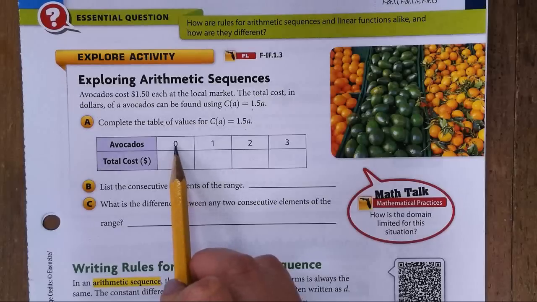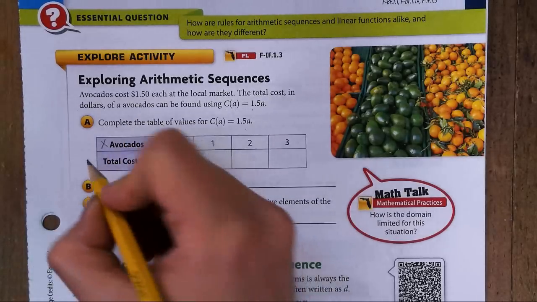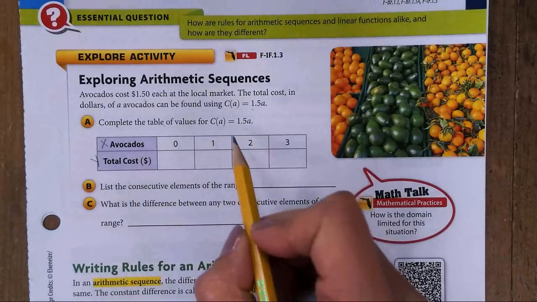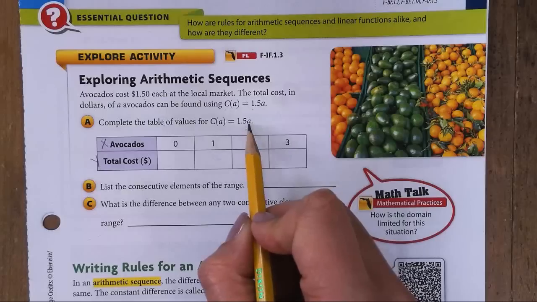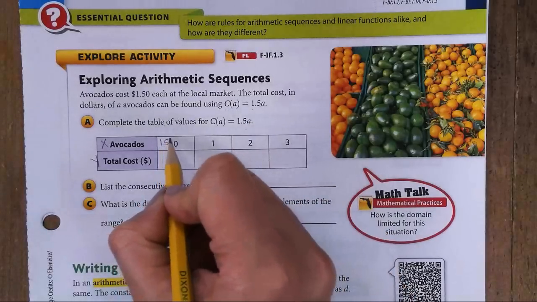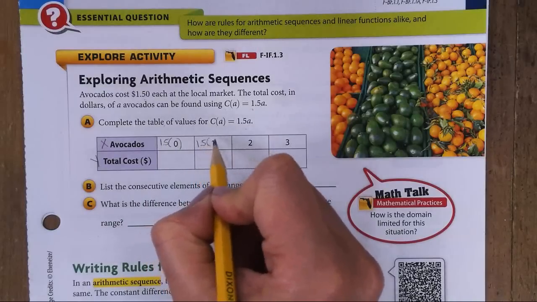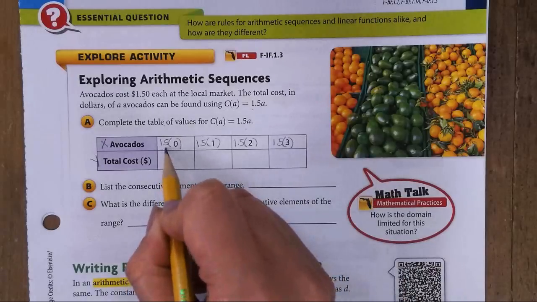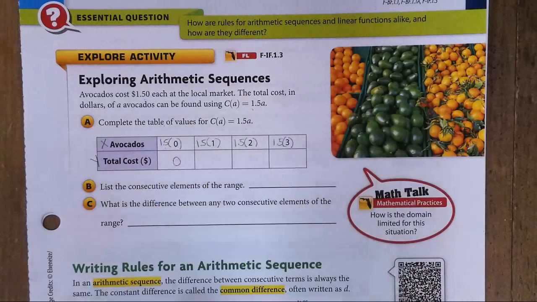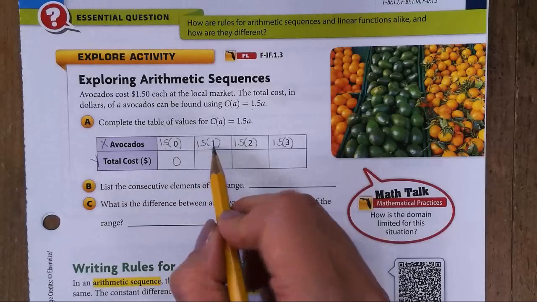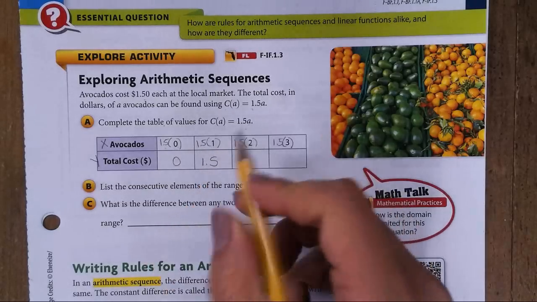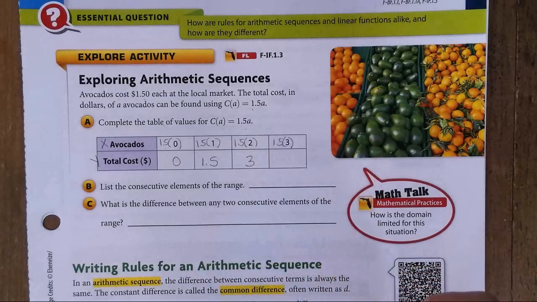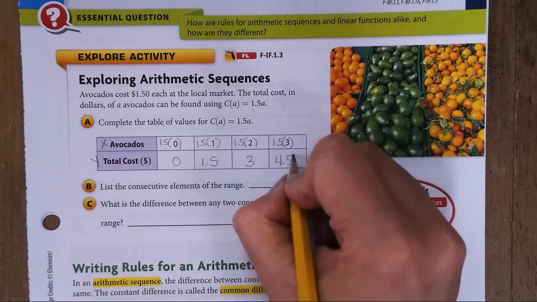So this is going to be our x value, and this is our y value. If we substitute 0 into our equation, you have 1.5 times 0. I'll write it like this just in case that helps some of you out. 1.5 times 0 is just 0. 1.5 times 1 is 1.5. 1.5 times 2 is 3. And then 1.5 times 3 gives us 4.5.